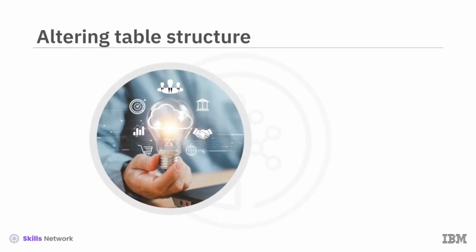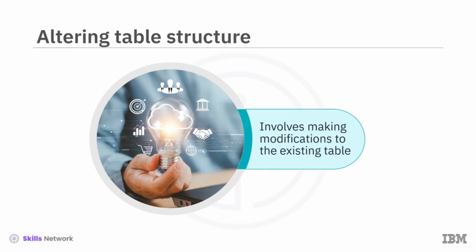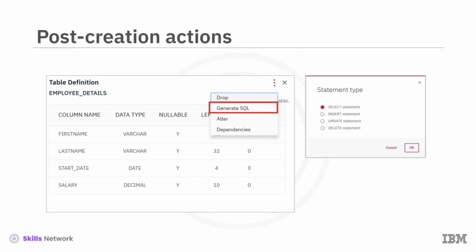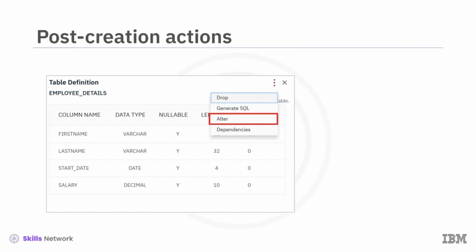You can also alter a table structure after its creation, which involves modifying the existing table. You can perform the following actions after creating the table. You can drop or delete the table. You can also generate SQL code to perform actions such as select, insert, update, and delete. Next, you can modify the table by adding new columns, setting constraints, or altering its structure. Lastly, you can explore the database objects that the table relies on.